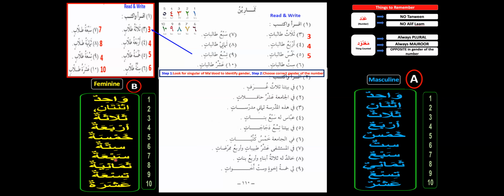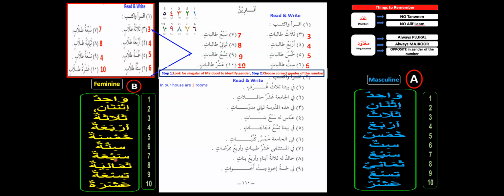This will tell you your number is going to be masculine or your number is going to be feminine. And then step number two is choose that gender, choose the correct gender. So now we have في بيتنا ثلاث غرف. In our house, 3 rooms.